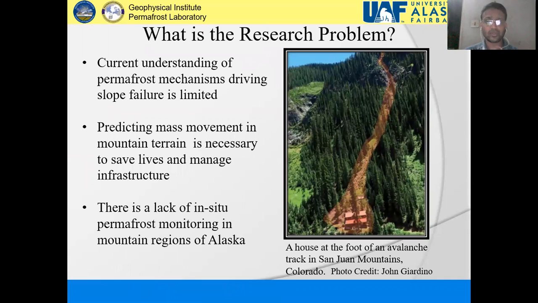I will aim to address the following research problems. Although previous work has identified the occurrence of permafrost on mountain slopes, identifying the role of permafrost in propagating slope failure is far from complete. I want to focus my research endeavor in improving our understanding of the permafrost mechanisms driving slope instability.